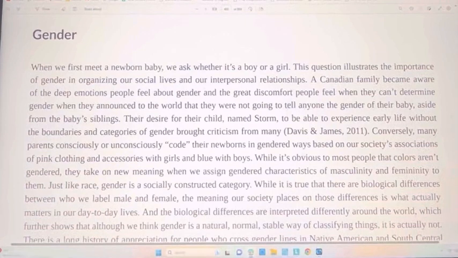Gender. When we first meet a newborn baby, we ask whether it's a girl or boy. This question illustrates the importance of gender in organizing our social lives and our interpersonal relationships.